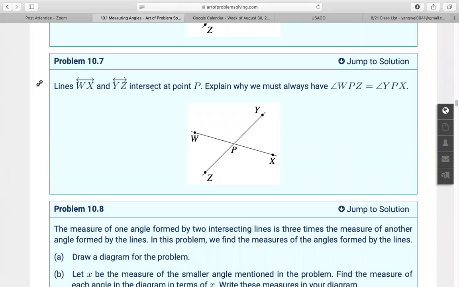Lines WX and YZ intersect at P. Explain why we must always have WPZ equal to WPX. They ask you why this angle always equals this angle. Can anybody explain this one?